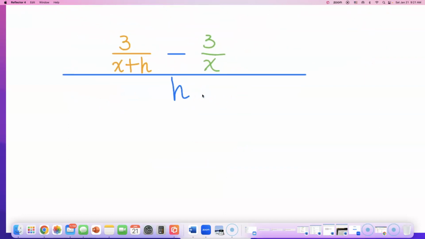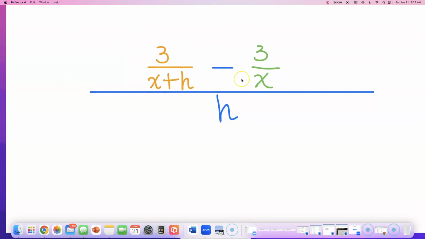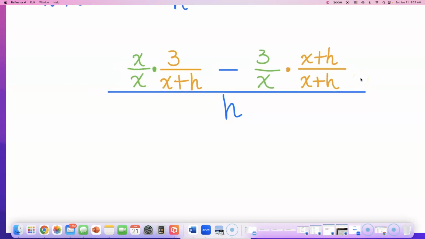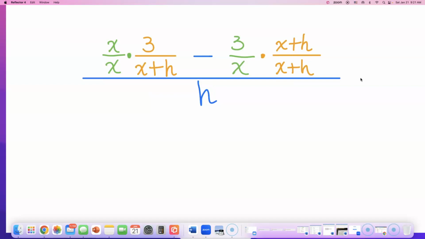So let's make common denominators. These two fractions on top, they don't have a common denominator, so I can't subtract them as is. So multiply the first fraction by x over x. Multiply the second fraction by x plus h over x plus h. A quick way to make common multiples, right? Just multiply the bottom of the other fraction. If I do that, this first one will turn into x times 3 and this times that. So the first fraction turns into 3x over x times x plus h, right?